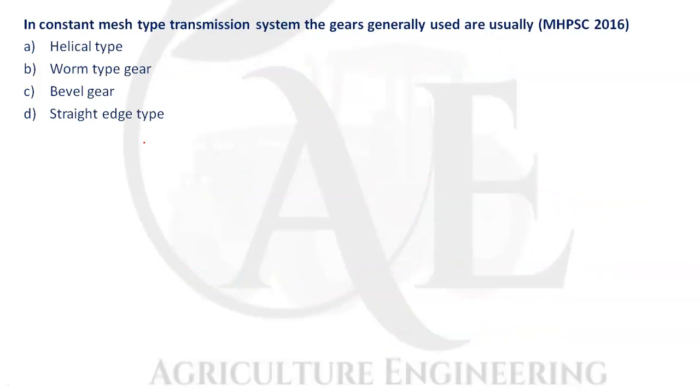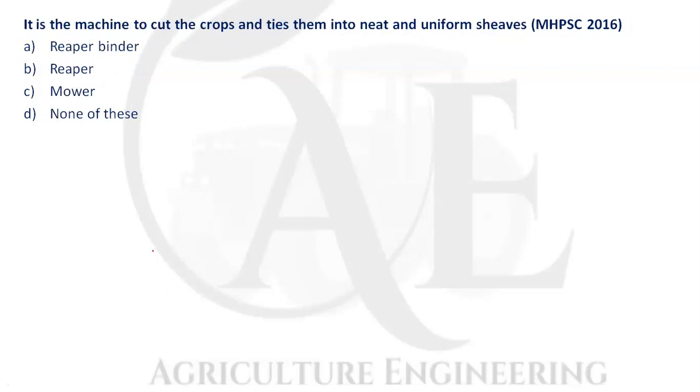Next question. In constant mesh type transmission system, the gears generally used are helical gears. So option A is the correct answer. Next question. It is the machine to cut the crops and tie them into neat and uniform sheaves. So what is the machine? It is not a mower. It is not a reaper.